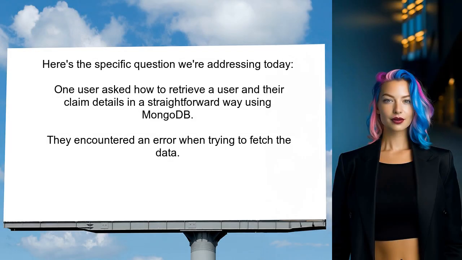Here's the specific question we're addressing today. One user asked how to retrieve a user and their claim details in a straightforward way using MongoDB. They provided their MongoDB structure and mentioned encountering an error when trying to fetch the data. Sound familiar? Let's explore this together.